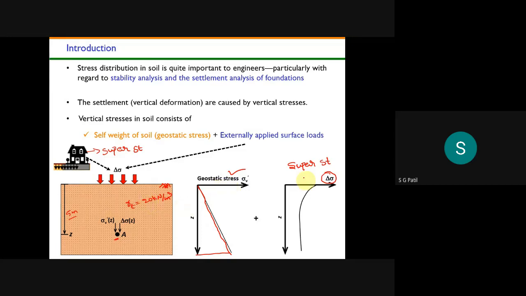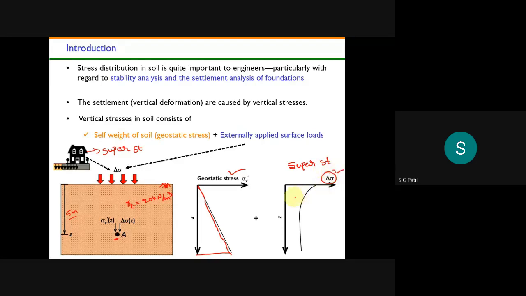But if you want to calculate the increase in stress due to superstructure, it depends on the shape of the footing and the stiffness of this footing, whether it's a rigid footing or a flexible footing. With these parameters, your stress increase also will change. So the main aim of this chapter is to find out the stress increase due to superstructure.